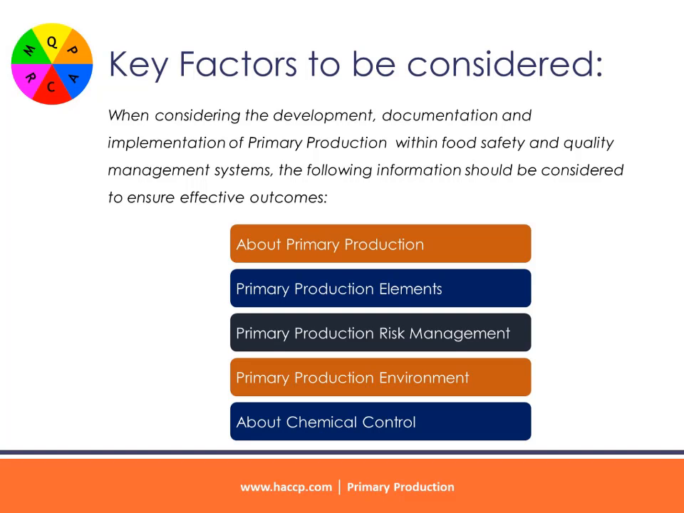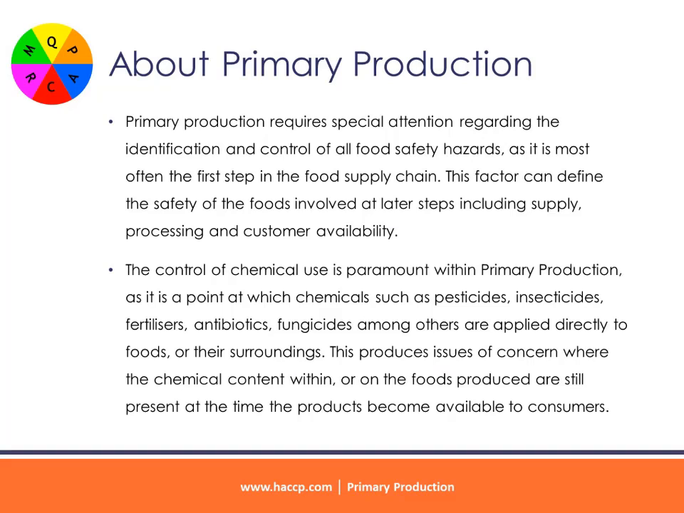Primary production development. When considering the development, documentation, and implementation of primary production within food safety and quality management systems, the following information should be considered to ensure effective outcomes. About primary production. Primary production elements. Primary production risk management. Primary production environment. About chemical control.